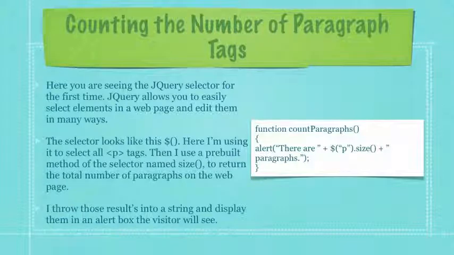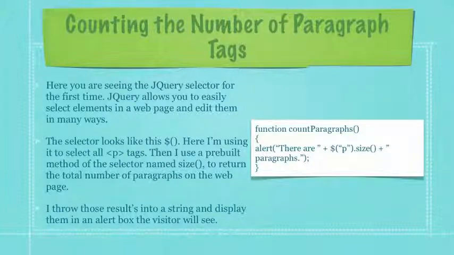Here you are seeing the jQuery selector for the first time. jQuery allows you to easily select elements in a web page and edit them in numerous ways. The selector, by the way, starts with a $ sign and has an opening bracket and a closing bracket. On the right here, it is surrounding the letter p and in quotes.